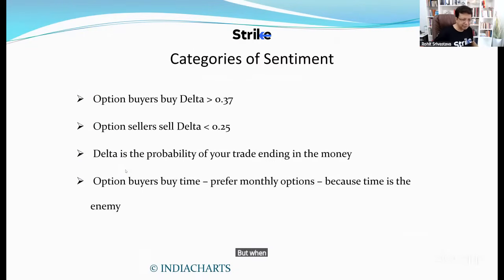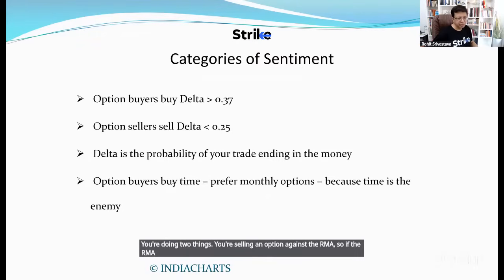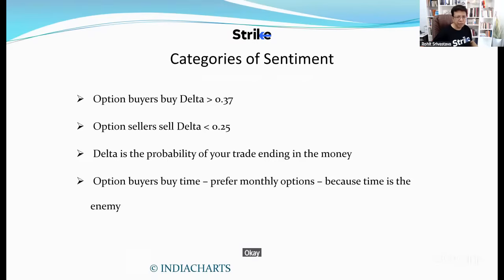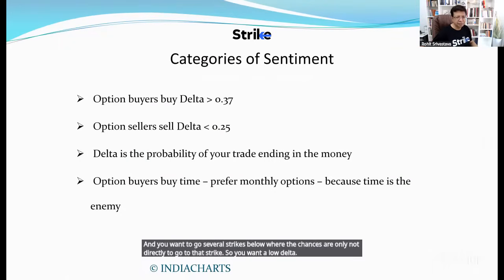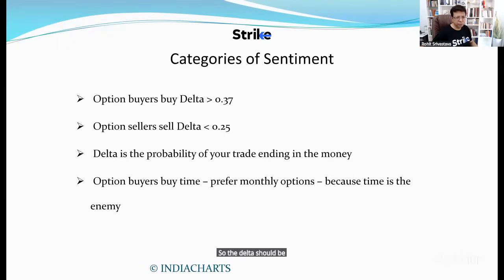But when you're an option seller, you're doing two things. You're selling an option against the RMI. So if the RMI is in buy, you're selling a put. And you're selling a put which is below your current market price. You want to go several strikes below, where the chances of going to that strike are low. So you want a low delta. The delta should be less than 0.25. We call that a quarter delta, but you can even go lower. You can go to 0.15. And that can give you good returns as an option seller.